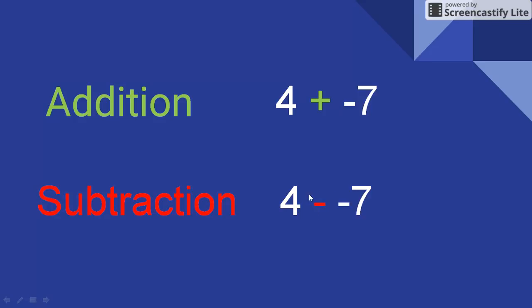Subtraction is when you have a minus sign between two numbers. We have positive 4, negative 7. Between these two numbers, we have a minus sign, so this is a subtraction problem.